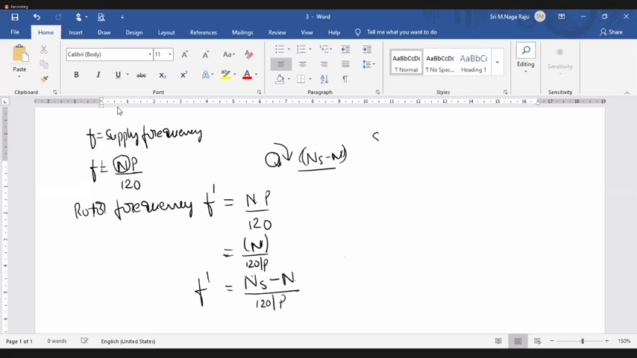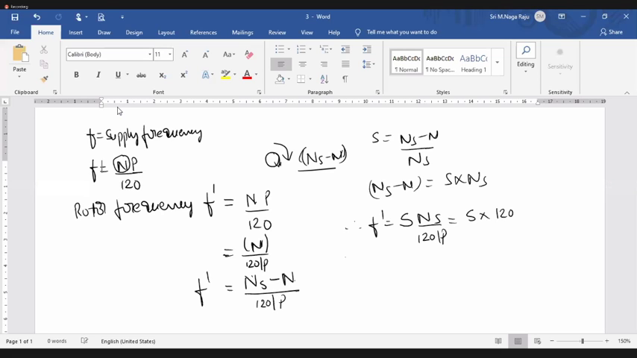From the slip definition, s equals (Ns − N) by Ns, so Ns minus N can be written as s times Ns. Therefore f dash equals s times Ns times P by 120. Here Ns is 120f by P, so the 120 by P terms cancel. We get s times f. This is the formula for rotor frequency.